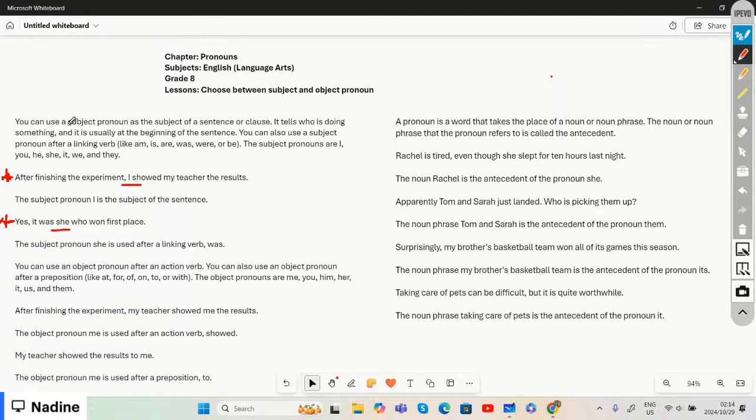All right. And if you look at an example of an object pronoun, it says, after finishing the experiment, my teacher showed me the results. We need to select the object pronoun within that sentence.